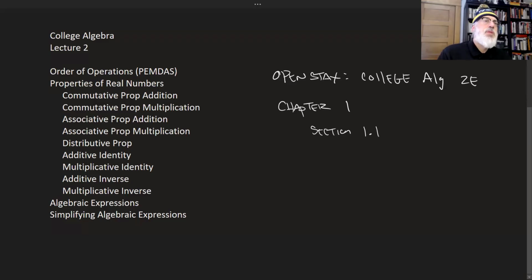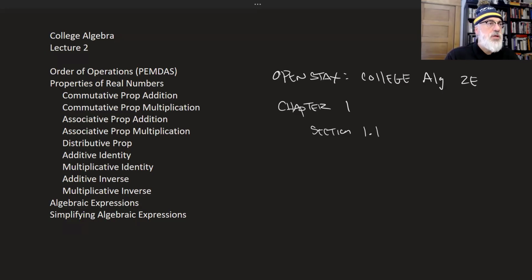Good afternoon. We are continuing with our college algebra lectures. This is lecture 2. We are using as a guide the OpenStax College Algebra 2nd edition. We are in chapter 1, section 1.1, if you're following along with that.